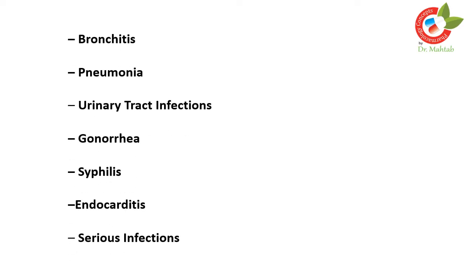The next indication is bronchitis. It is a mixed infection and it is treated with amoxicillin. Bronchitis is an inflammation of the lining of the bronchial tubes, which carry air to and from your lungs. People who have bronchitis often cough up thickened mucus, which can be discolored. Bronchitis may be either acute or chronic. In pneumonia, amoxicillin is recommended. In case of UTI, for example, caused by Escherichia coli, amoxicillin is recommended. In gonorrhea, amoxicillin plus probenecid.